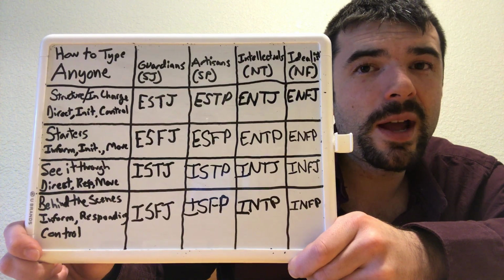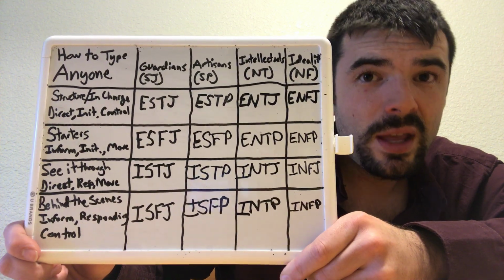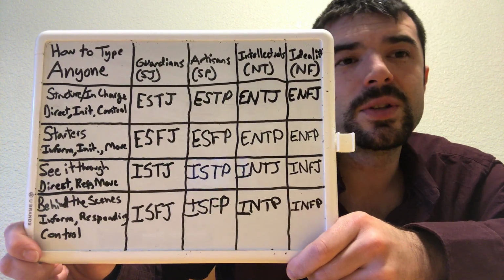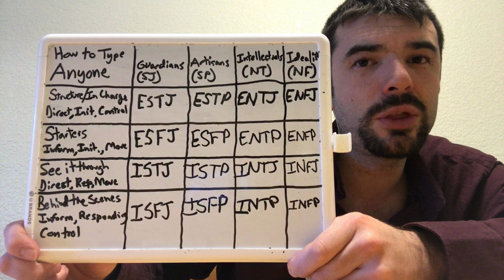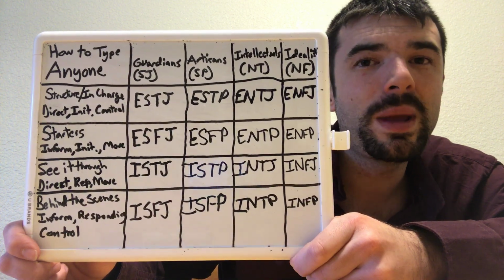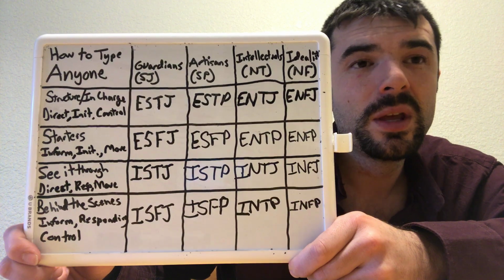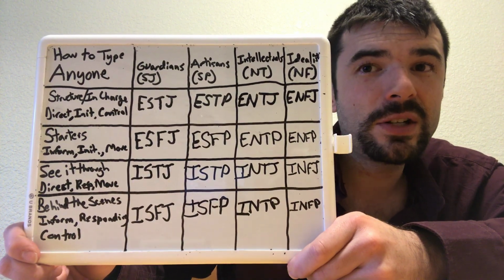You just have to memorize the interaction styles. So structure types: in charge, direct, initiating, control, right? Starter types: informative, initiating, movement. See it through types: direct, responding, movement. Behind the scenes: informative, responding, control, right? So you just look at people, find their interaction style.